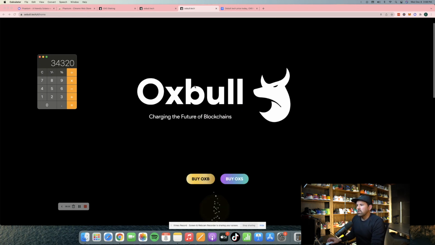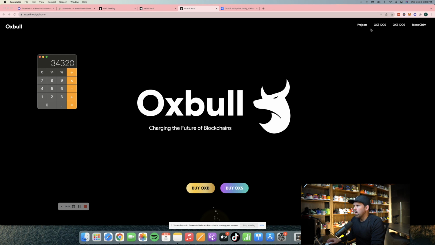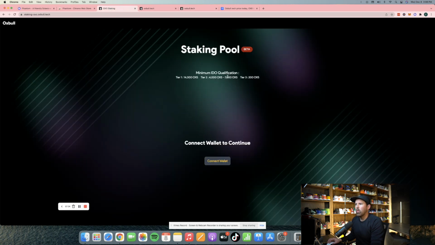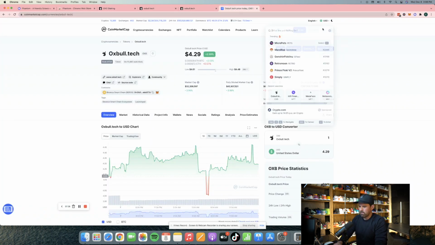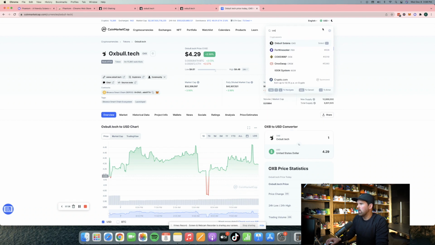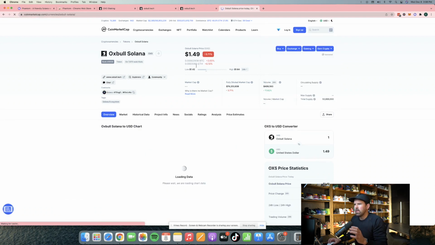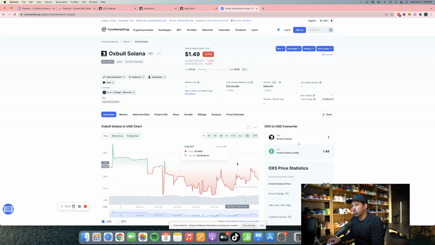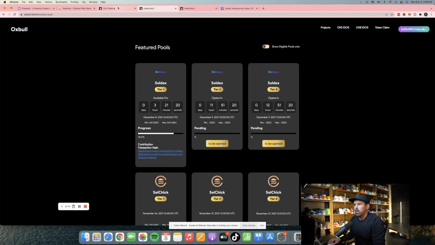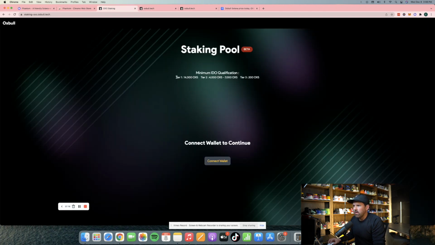So we were looking into this, and then we looked into the Solana coin, OXS, and OXS was a lot smaller. OXS right now is $1.49. In order for me to get the minimum IDO qualification for tier 1, I had to do 14,000 OXS.